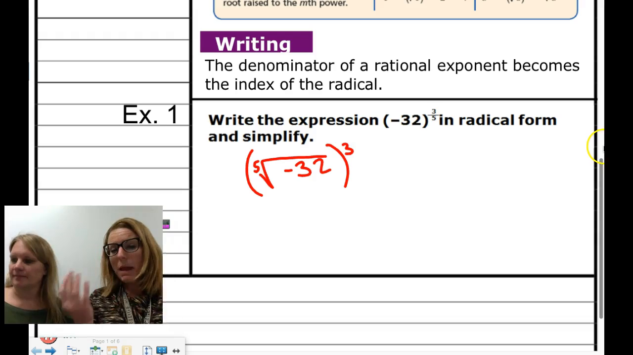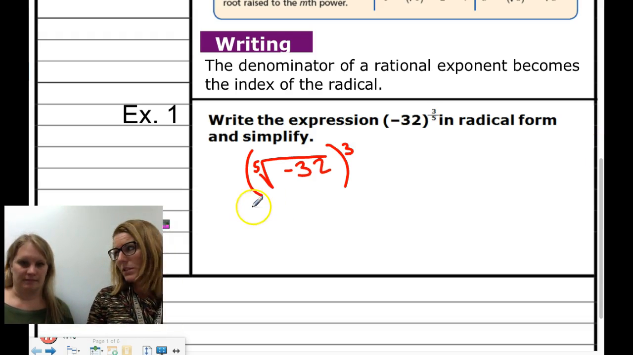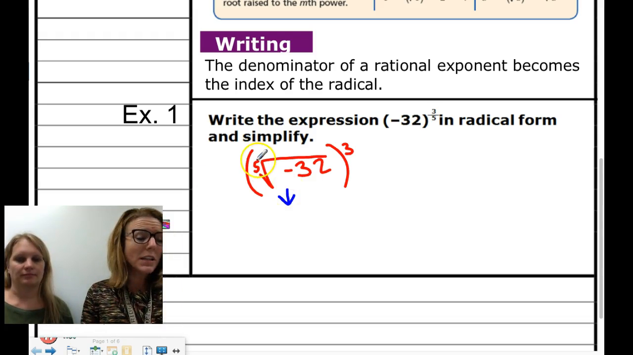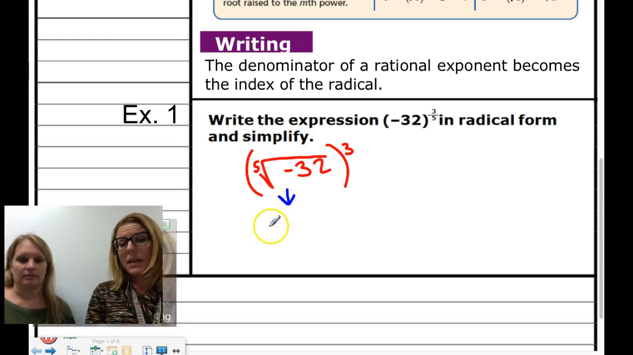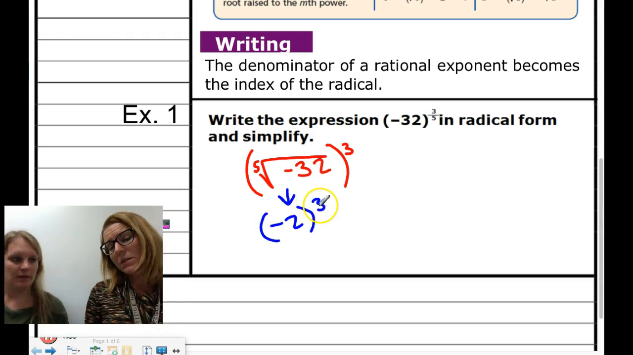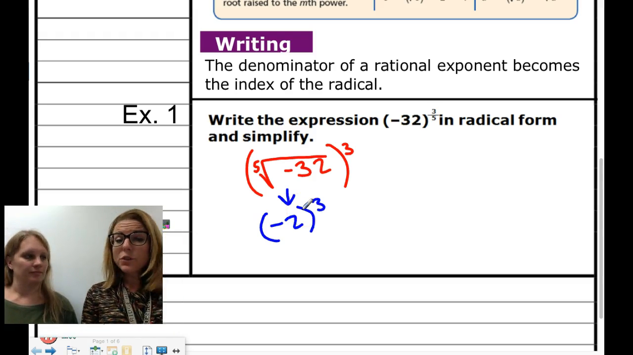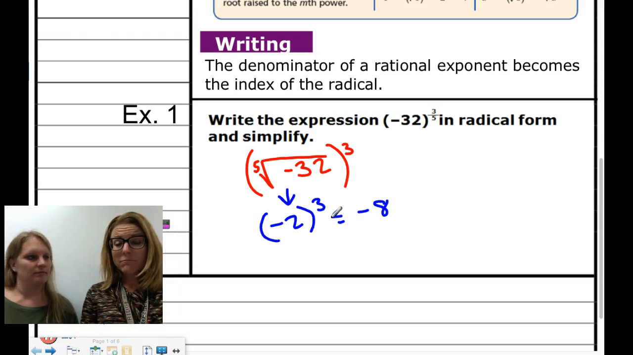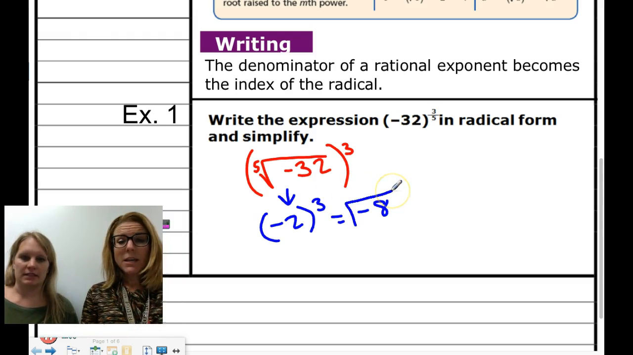So the rule is, PEMDAS, you evaluate what's in parentheses first. We've got to do this first. So the 5th root of negative 32 is actually going to be negative 2, because we know that negative 2 to the 5th power is negative 32. We talked about this yesterday. So negative 2 cubed then is just negative 8. Great. And we're done. That's easy enough.